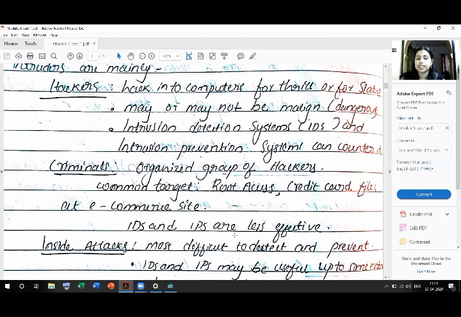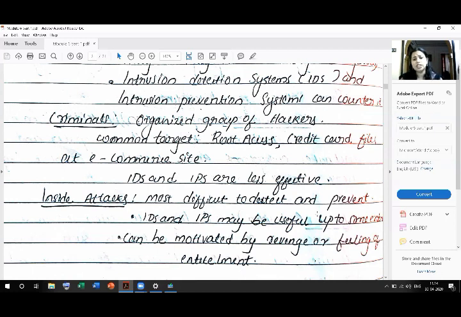Next one is inside attacks. These are the most difficult to detect and prevent, because IDS and IPS may be useful only to some extent. They can be motivated by revenge or a feeling of lost entitlement. We already said that both inside and outside attacks exist; inside attacks are those where an authorized person exceeds his limits. That's known as an inside attack.